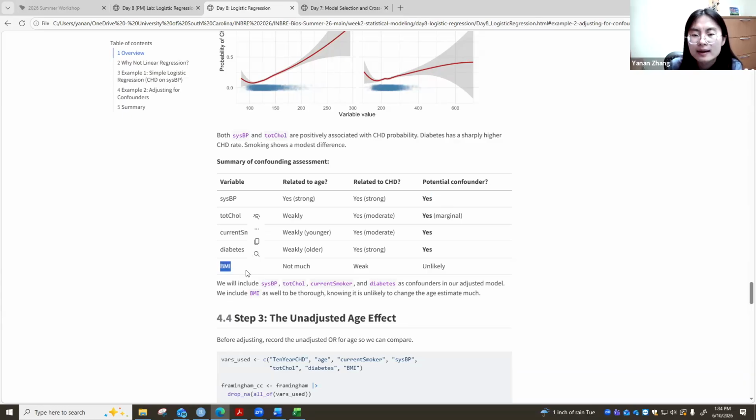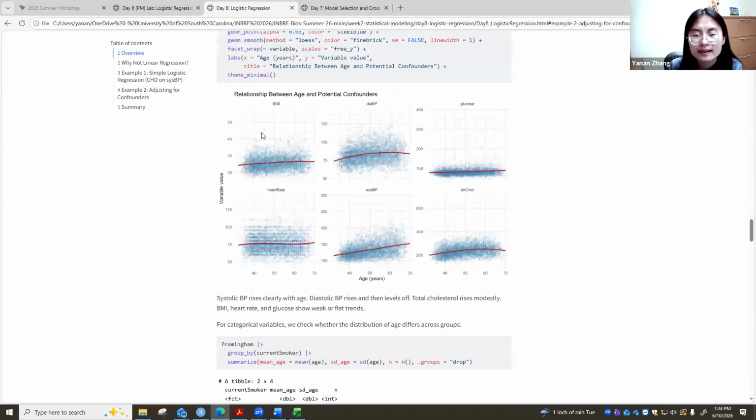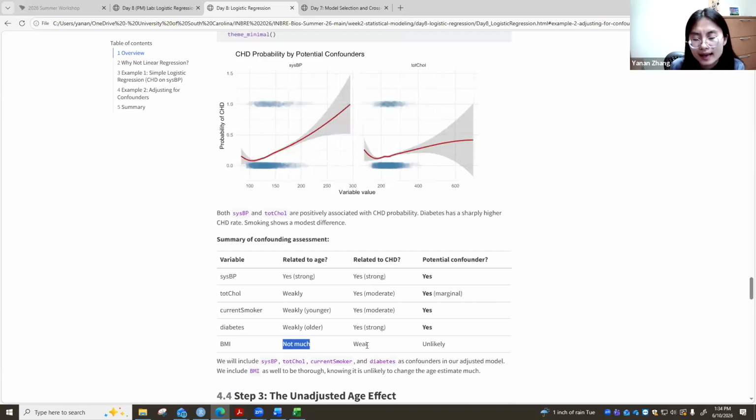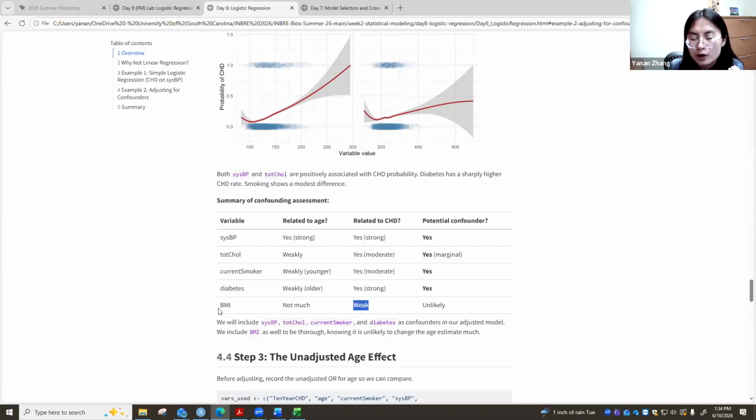How about BMI? For BMI, the slope looks flat right here. The relationship between BMI and age looks flat, and it also has a vague association with the outcome. So from the perspective of being a confounder, we would say BMI probably is not a potential confounder.